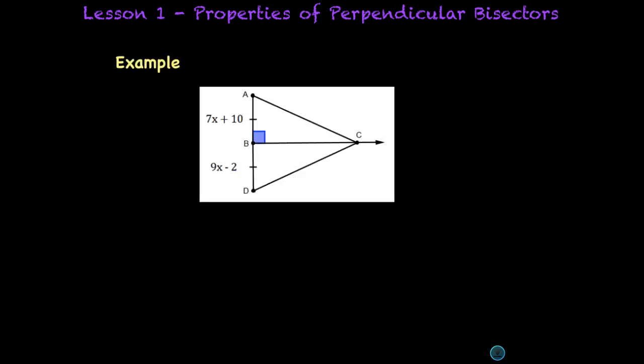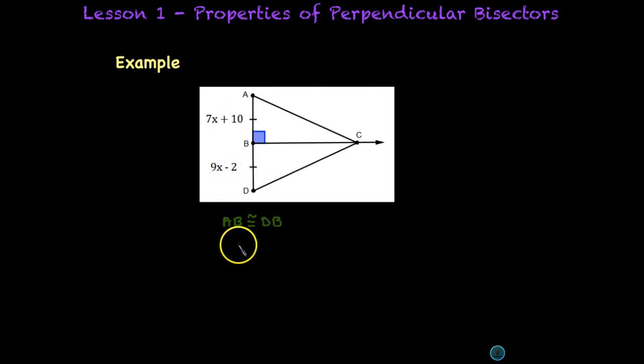Let's try some examples now. Here's an example. Now I know this is a perpendicular bisector because I can see that AB is congruent to BD by these congruency marks, and I can see my right angle here. So what that tells me is that B is equidistant from A as it is from D. Therefore, I know that AB is going to be congruent to DB.